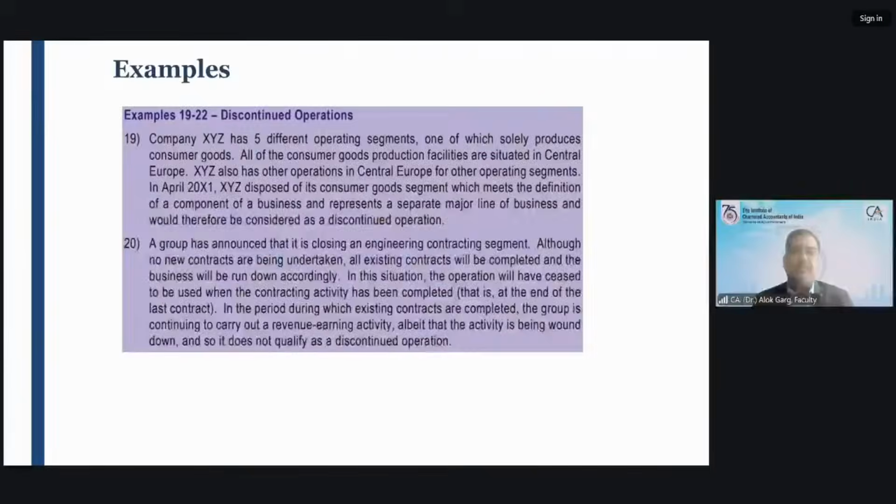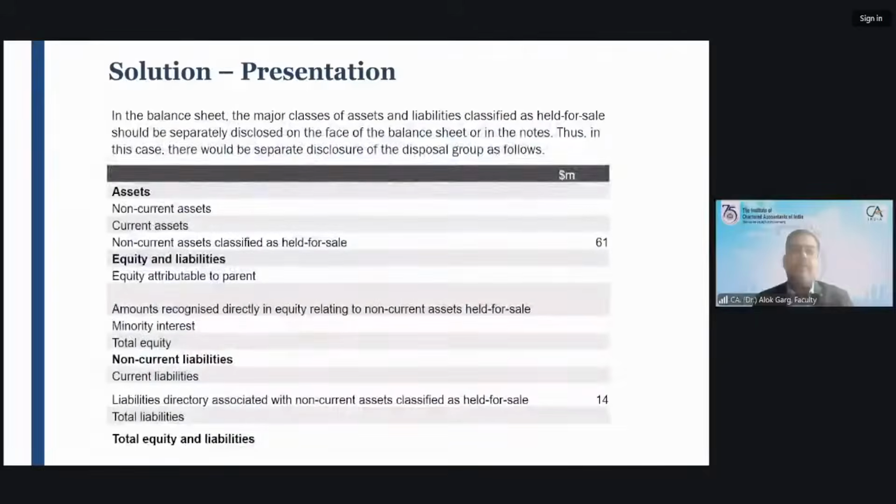Just a minute. Yeah. This is the presentation, Saminathan. So if you see, non-current asset or disposal group classified as held for sale is on the asset side under current assets as a separate line item. On the liability side, under current liability, liability directly associated with non-current asset classified as held for sale. Yeah, thank you, sir. I could remember this slide as well. Thank you so much.